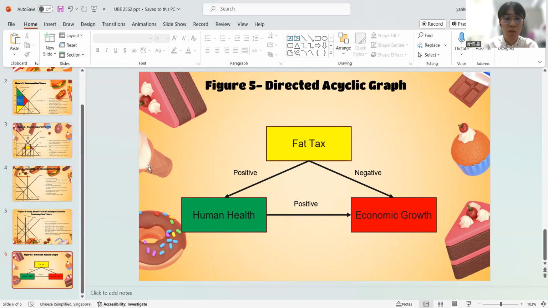We must weigh the short-term economic costs against the long-term health benefits and economic gains.